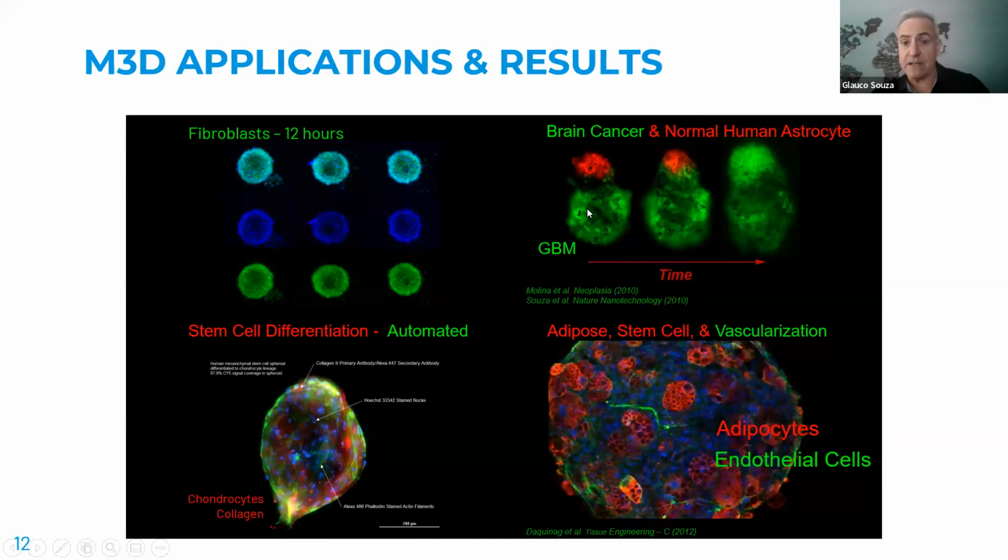In this case here on the right, we have glioblastoma GBM cells labeled with GFP. The red is normal human astrocytes. They were cultured separately, and then we used the magnetic field to bring them together. And you can see the glioblastoma, which is the brain cancer, invade or overtake the astrocytes, which can be used as a model of metastasis.